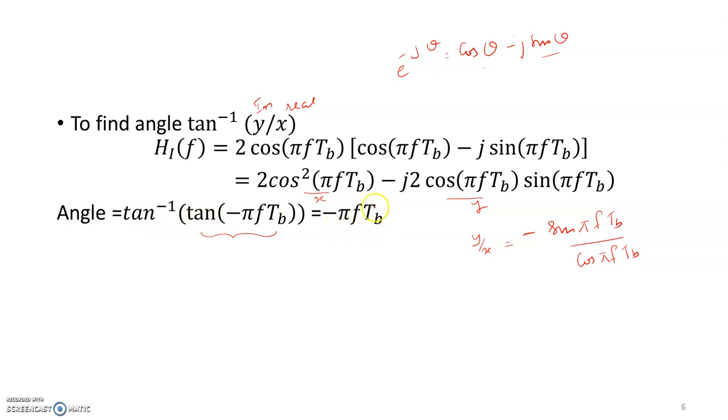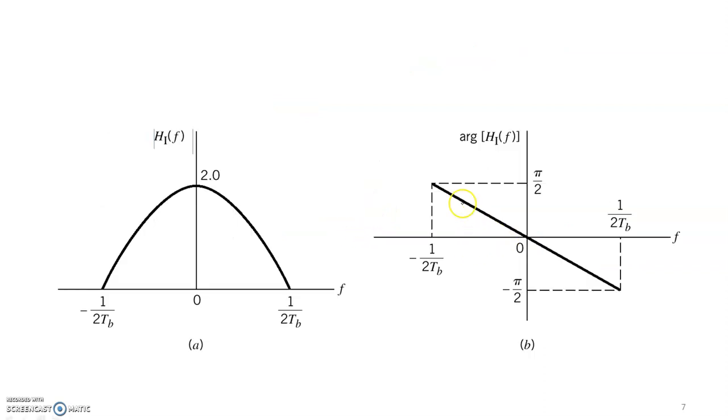So you can plot this as a function of frequency. When you plot it, at f equal to 0 you will have a 0 value, and at f equal to 1 by 2 tb you will get the corresponding value, minus pi by 2. Substituting f equal to minus 1 by 2 tb, you will get the corresponding value as pi by 2. So this is the frequency response of the duobinary signaling system. Now the impulse response we will see in the next lecture. Okay, thank you.